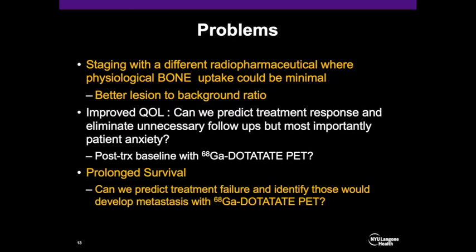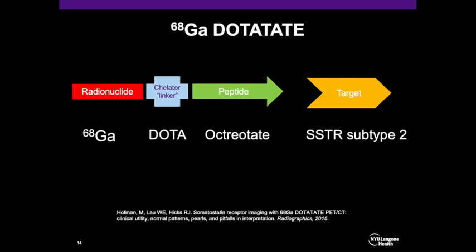So we have encountered a similar problem with the lesion to background ratio, but this time it's not the brain. It is the bone marrow physiologic activity. And at the same time, this patient has been disease-free for almost a decade. And sometimes we wish we had better imaging tools that could have predicted the treatment failure and identified this patient, or those patients, who would develop metastases in the future. And let's take a look if we have any answers to those questions.